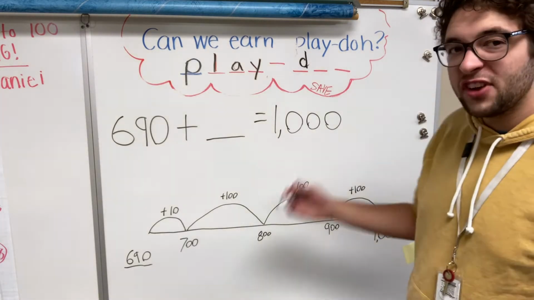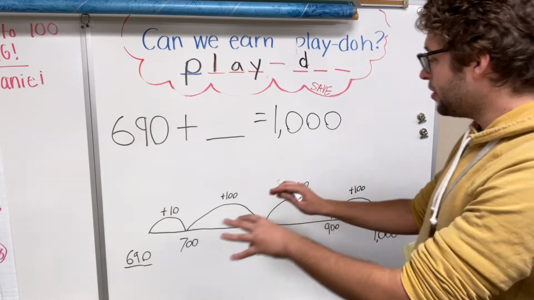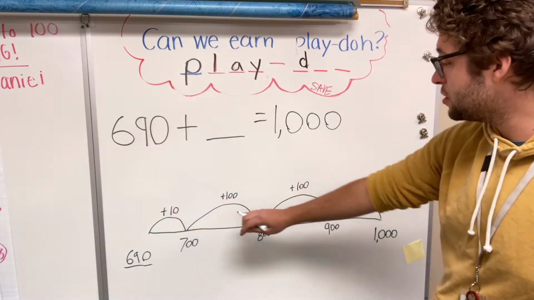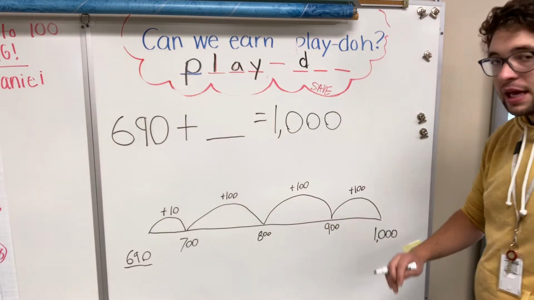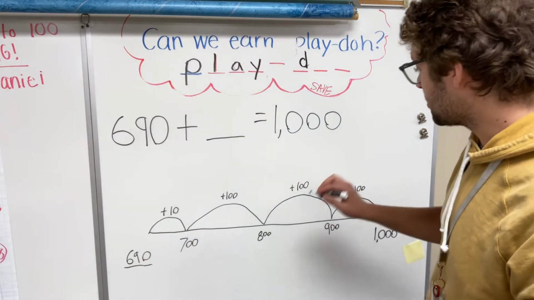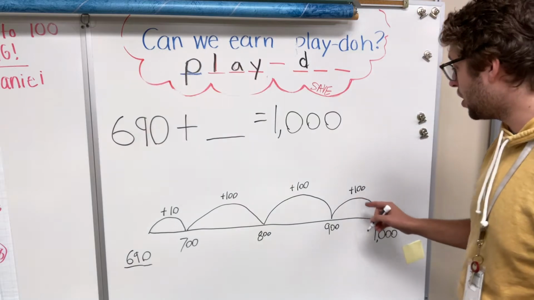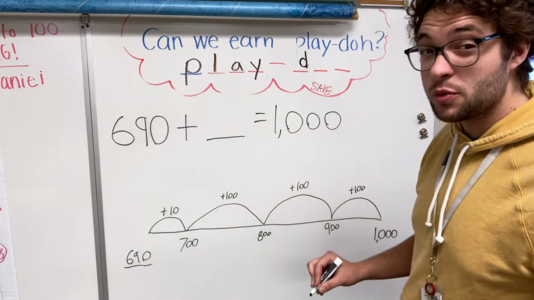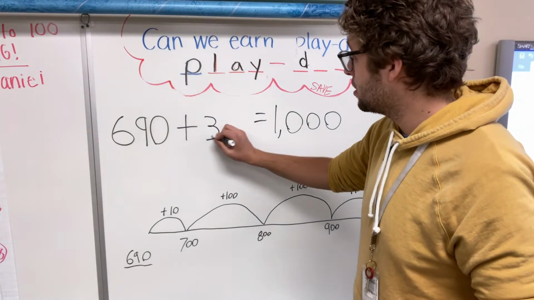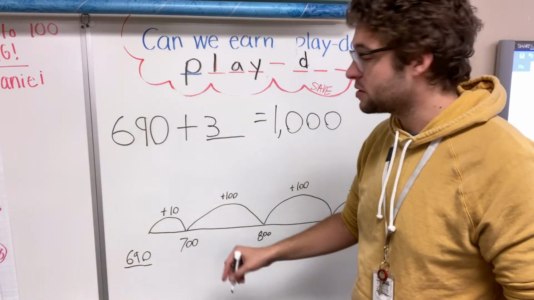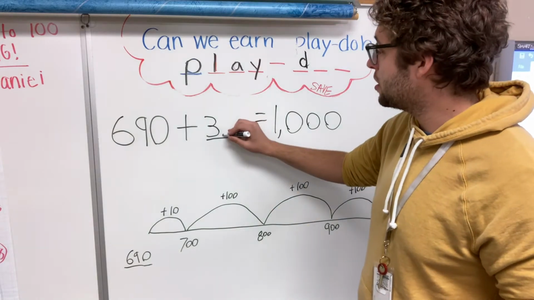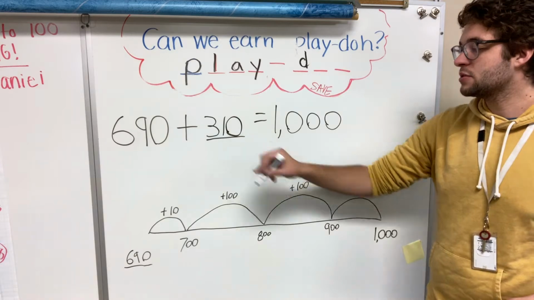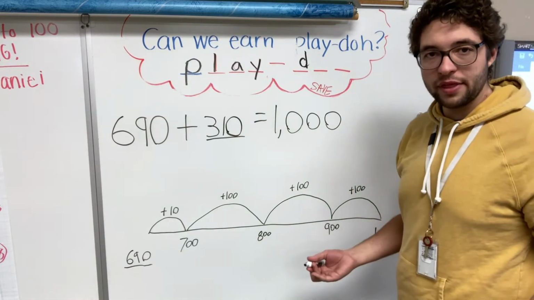So now how I figure it out is I take all the numbers of the jumps that I made. So I have 10, 100, 100, and 100, and I'm gonna add them up. So I'm going to start with my hundreds first because that's easier. So 100 plus 100 plus 100 is 300. And then I have to add my 10. So 300 plus 10, 310. So now I know that 690 plus 310 will equal 1,000.